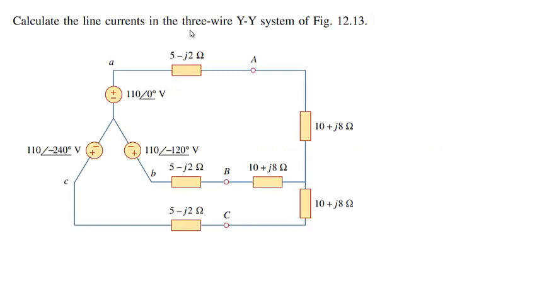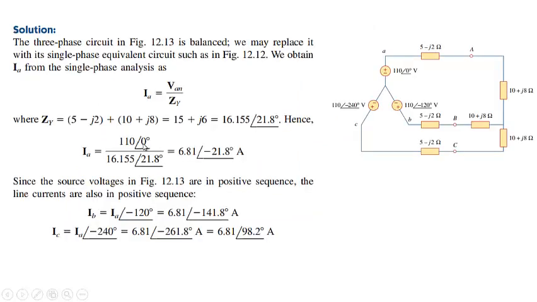Now let us try to find out the line currents. In this case, we have this system. The line impedance is 5 minus j2, and the load impedance is 10 plus j8. You can see all the phases have the same line impedance and load impedance, and the phase voltages are displaced from each other by 120 degrees. So this is a balanced system. In this case, ZY will be equal to 5 minus j2 plus 10 plus j8, that is equal to 15 plus j6, which comes out to be 16.155 at an angle of 21.8 degrees.